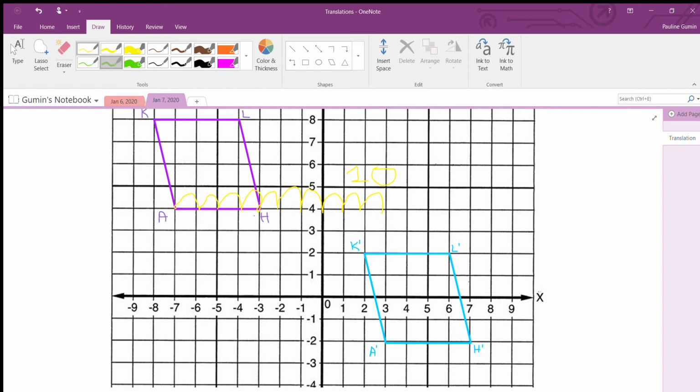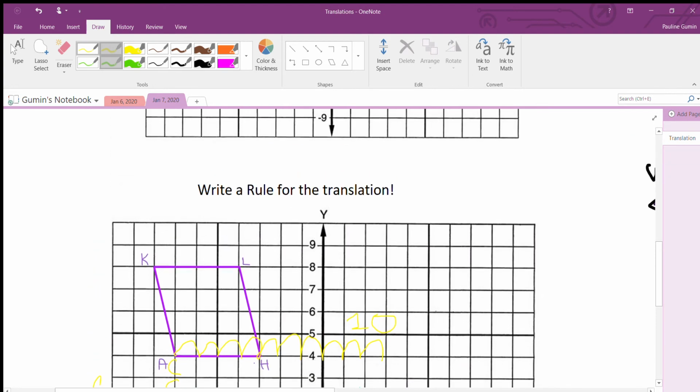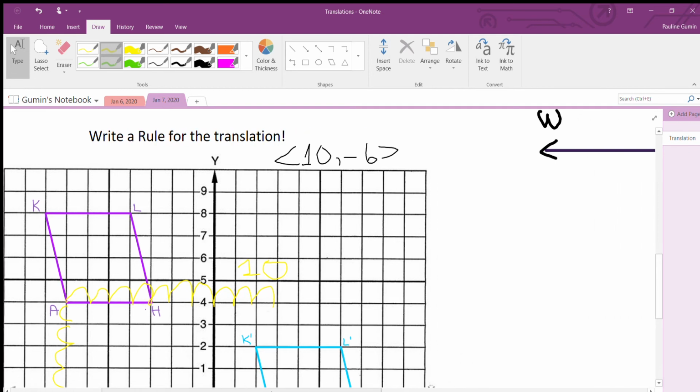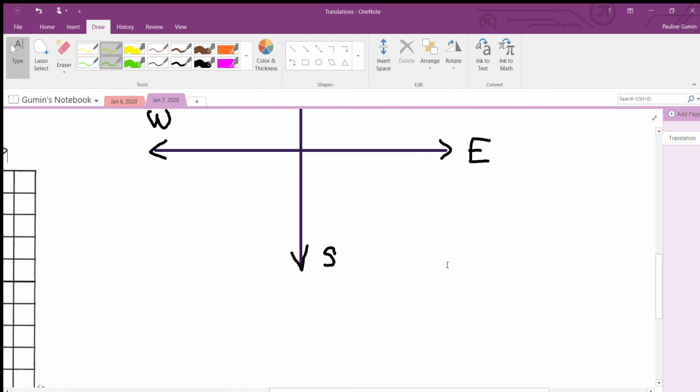And then it went downwards. 1, 2, 3, 4, 5, 6. It went down 6. So the answer to this question, writing the rule for the translation, would be 10, comma, -6, because we moved 10 to the right and down 6. Perfect. Now we're going to do just a little tiny application, and then we'll be done for the day.